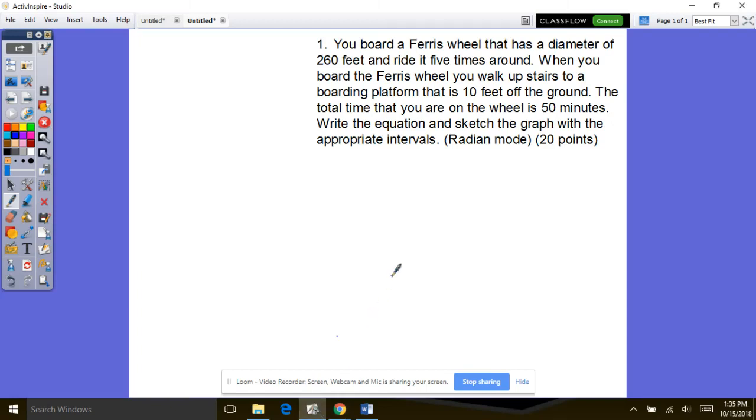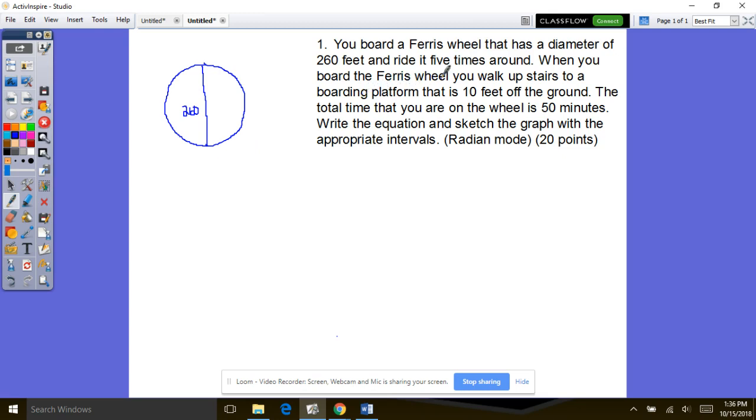Okay, we are doing the famous Ferris wheel problem. Well, not famous, but we're doing the Ferris wheel problem. It says you board a Ferris wheel that has a diameter of 260 feet. So let's visualize that. The Ferris wheel is this circular deal. 260 feet is the diameter. What's diameter? All the way across. So I'm going to label this all the way across. This is 260 feet. That's a large Ferris wheel. All right, and it says you ride it 5 times around.